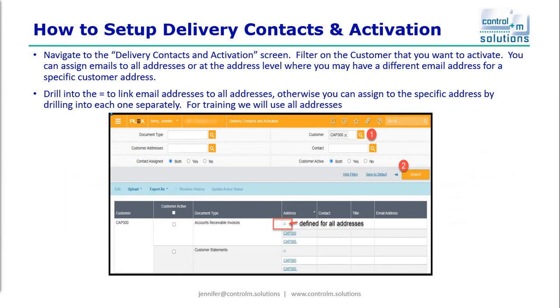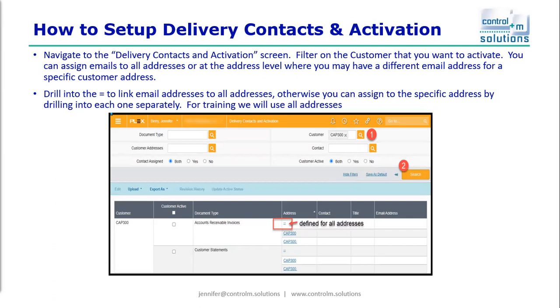So you want to navigate to the delivery contacts and activation screen. If you choose an open search, it's going to pull up all of your customers. Now, if you know that you want, let's say, your invoices to go out to all of your customers, this is a quick and easy way to assign the email recipients to your customers, just by doing an open search and they'll all show up.